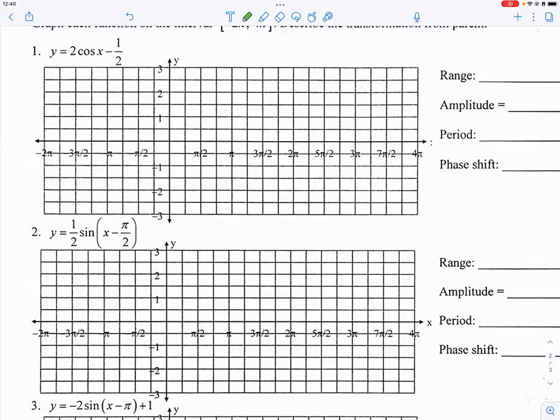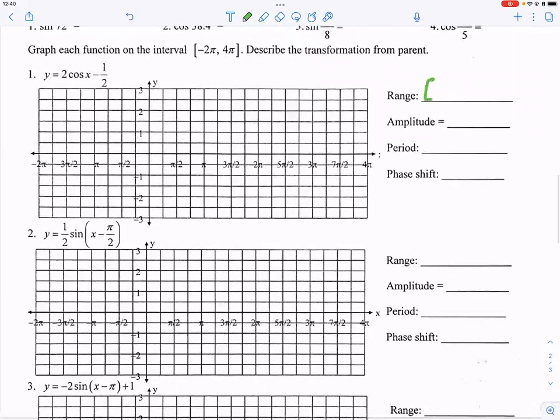So for the first one, what should the range be? From where to where? Top is 1.5, and the bottom part is -2.5. Okay, because the range for cosine is -1 to 1. You multiply by 2, so it goes from -2 to 2, and then the whole thing is shifted down slightly by 0.5. So that's why it goes from -2.5 to 1.5.